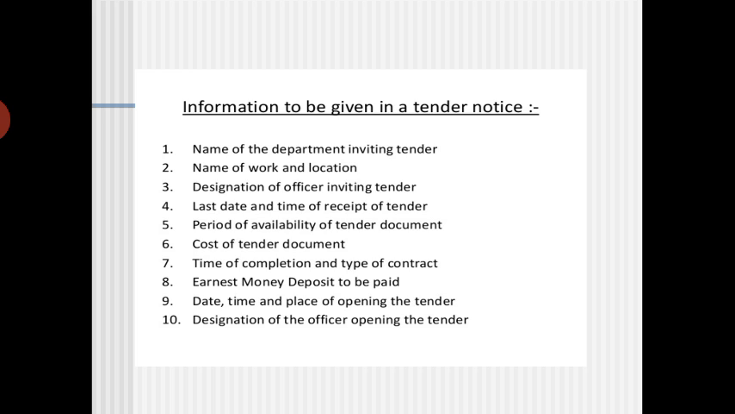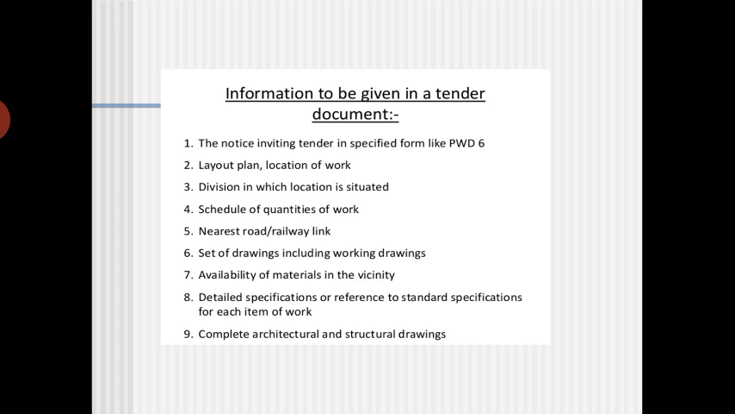Date, time, and the place of opening the tender has to be given in the tender notice. This tender notice has to be advertised in the newspapers, and in that newspaper, all this information should be given. Designation of the officer opening the tender, that is also given. So then information to be given in a tender document, that is a tender notice. This is a tender document.